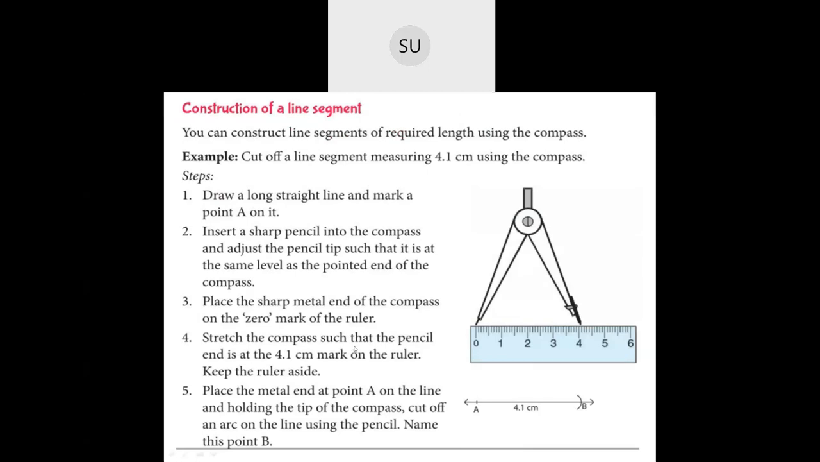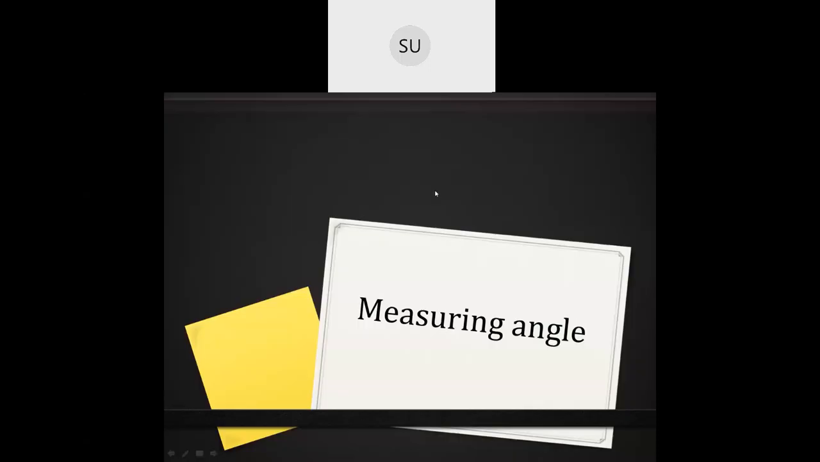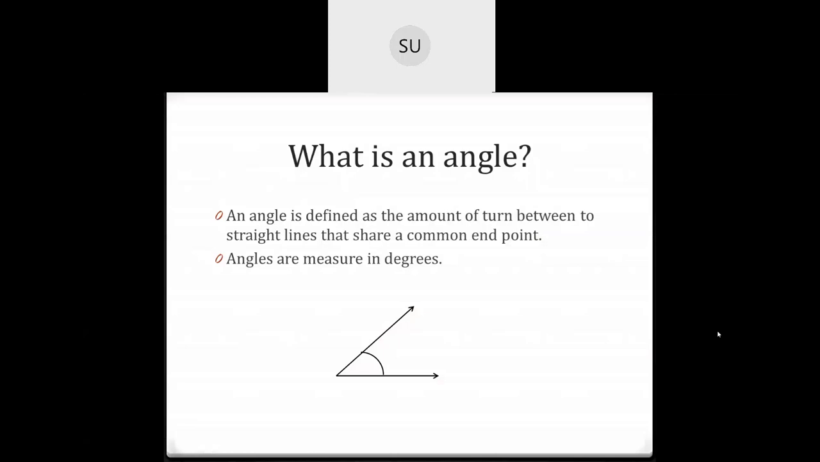Now what we'll do is we'll study what are the different types of angles and how to measure and draw angles. Okay, so first of all we'll see measuring angle. So what is an angle? An angle is defined as the amount of turn between two straight lines that share a common end point. Okay, so now if you look at the diagram shown here, these are the two straight lines.